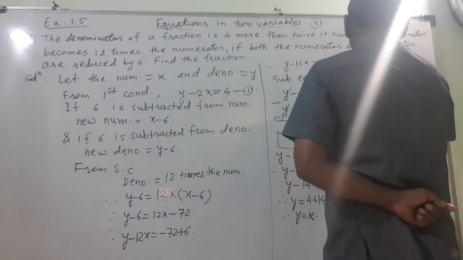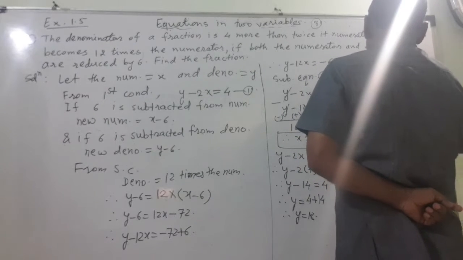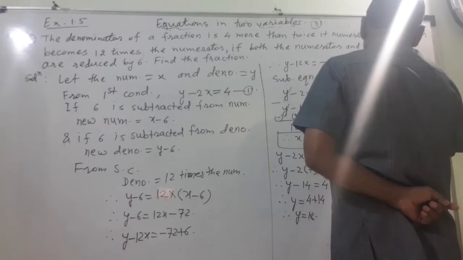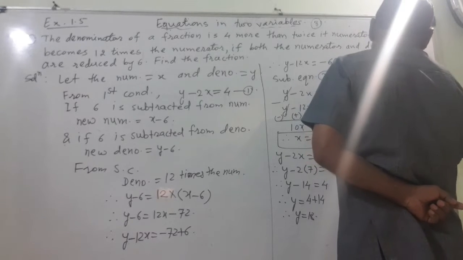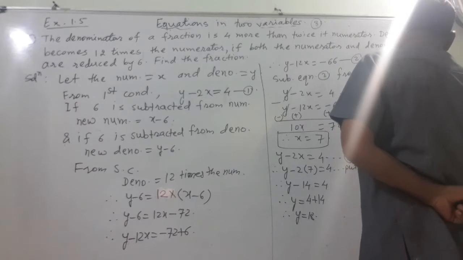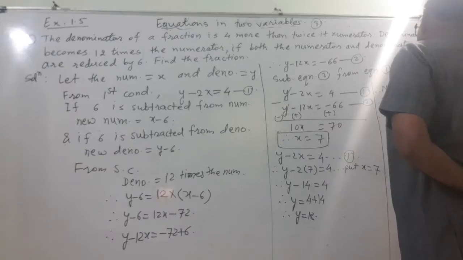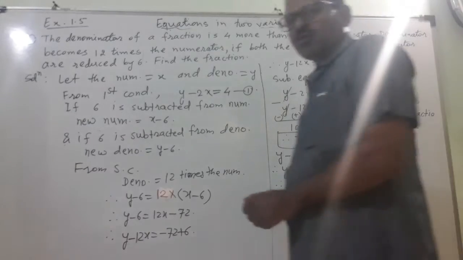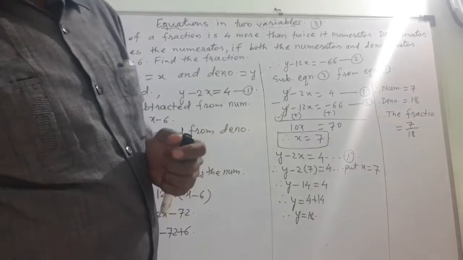Therefore, numerator equal to 7, denominator equal to 18. Therefore, the fraction is numerator upon denominator, means 7 upon 18. This is your answer. Hope that you have understood. Take a screenshot. I am going for the next question.